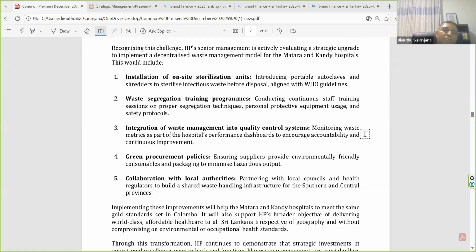WHO guidelines. Second, waste segregation training programs, conducting continuous staff training sessions on proper segregation techniques, personal protective equipment usage and safety protocols. Number three, integration of waste management into the quality control system, monitoring waste metrics as part of the council performance dashboard to encourage accountability and continuous improvement. Number four, green procurement policies, ensuring suppliers provide environmentally friendly, consumer-led packaging to minimize hazardous output. Number five, collaboration with local authorities, partnering with local councils and health regulators to share risk and infrastructure services.